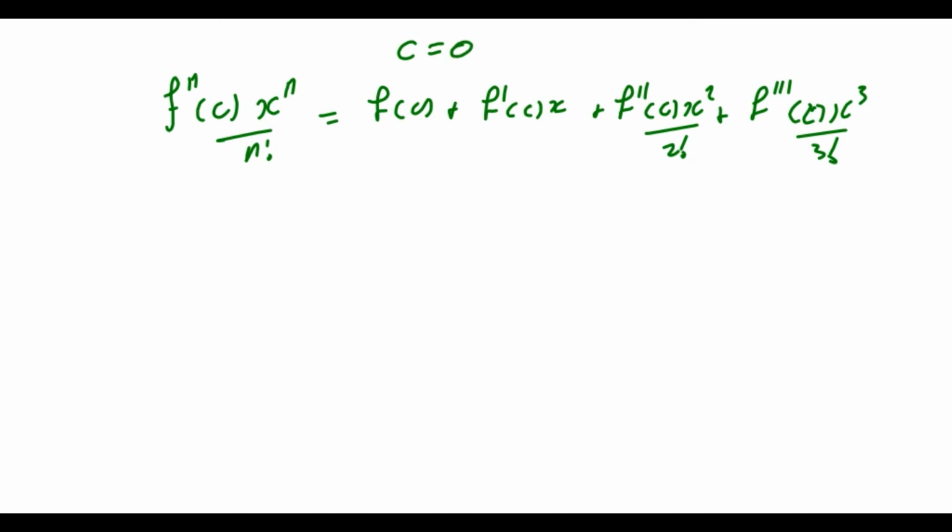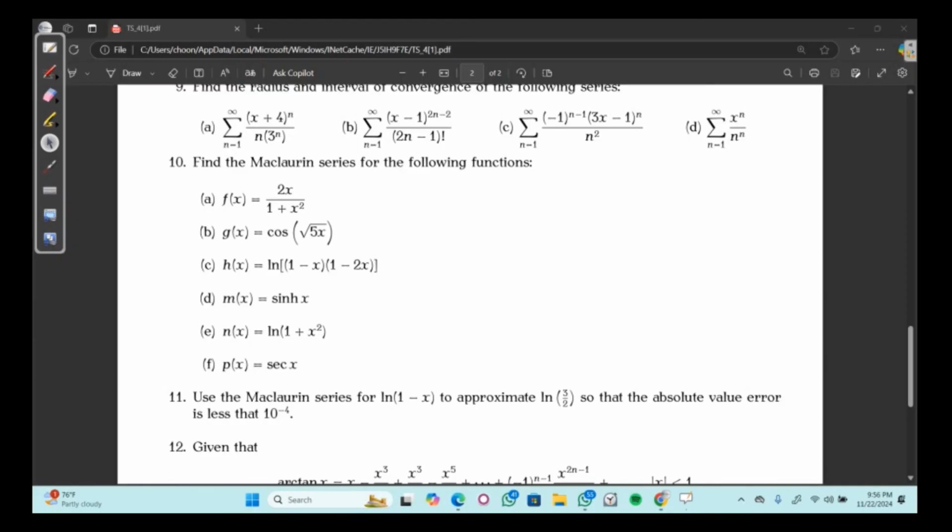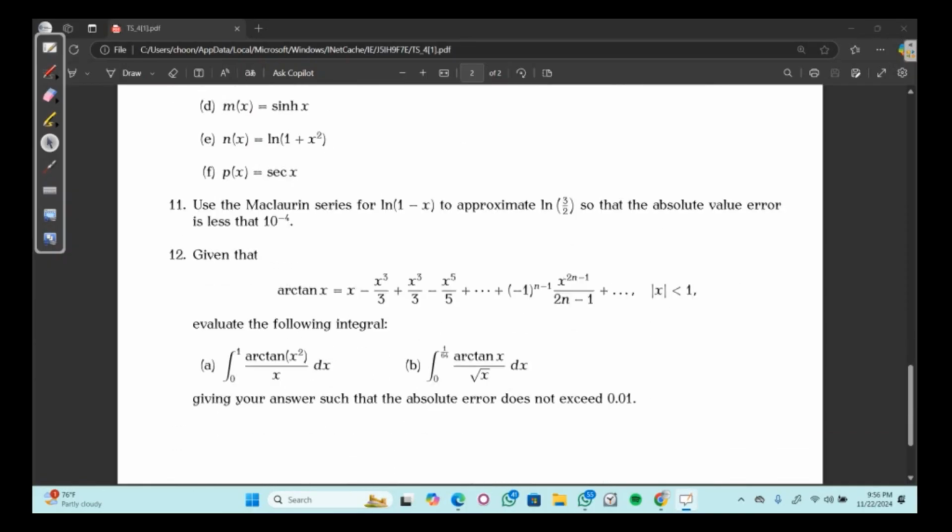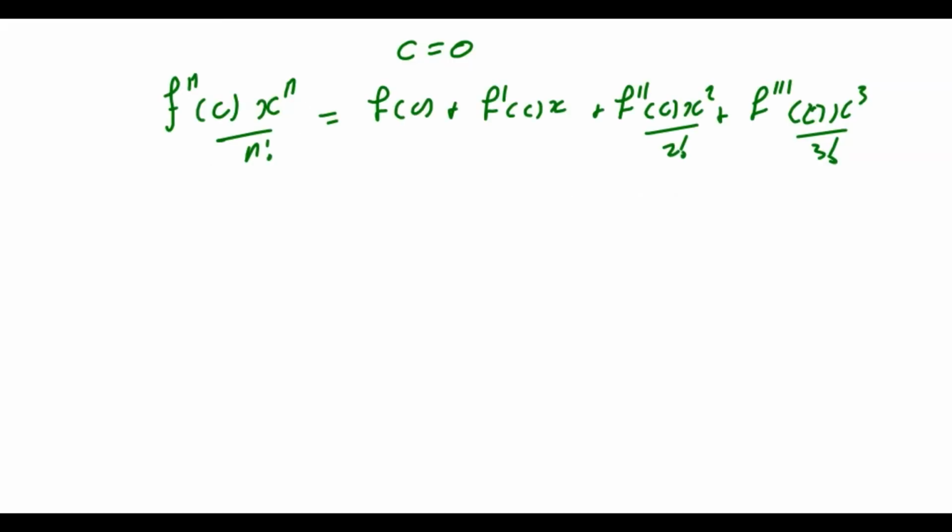Okay, that's the idea. Then question 11, you say use the Maclaurin series for ln of 1 minus x to approximate ln of 3 over 2 so that the absolute value error is less than 10 to the minus 4. Okay, so this question is very, very interesting and simple at the same time. So you're given ln of 1 minus x. You want to use it to approximate ln of 3 over 2.